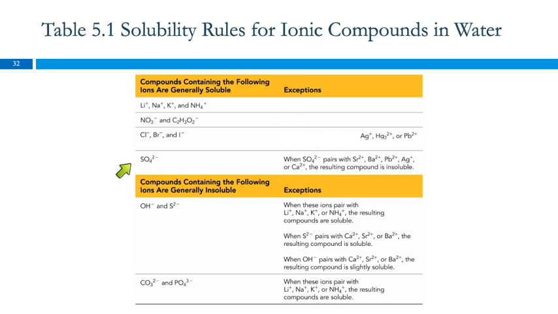Sulfate compounds are generally soluble except with these guys. So let's just get rid of the extra words. We got strontium, barium, lead, silver, and calcium. Strontium, barium, and calcium are group 2 metals. And the lead and the silver are the same as the ones up there.